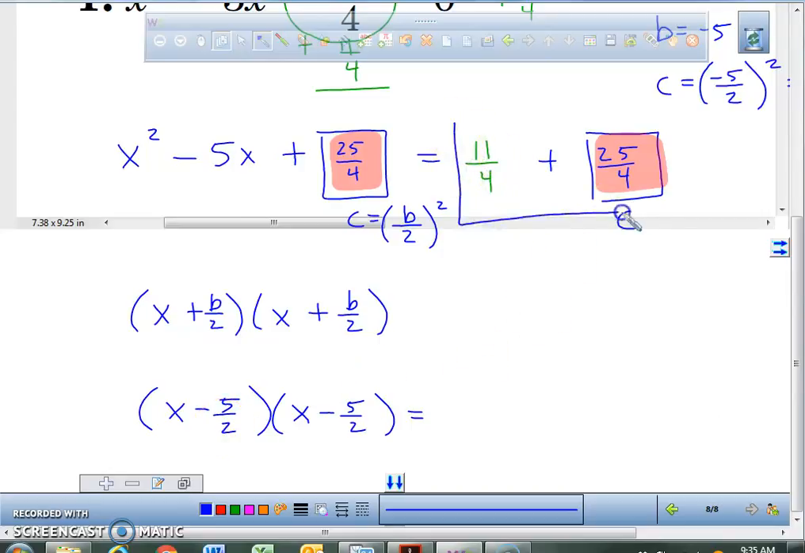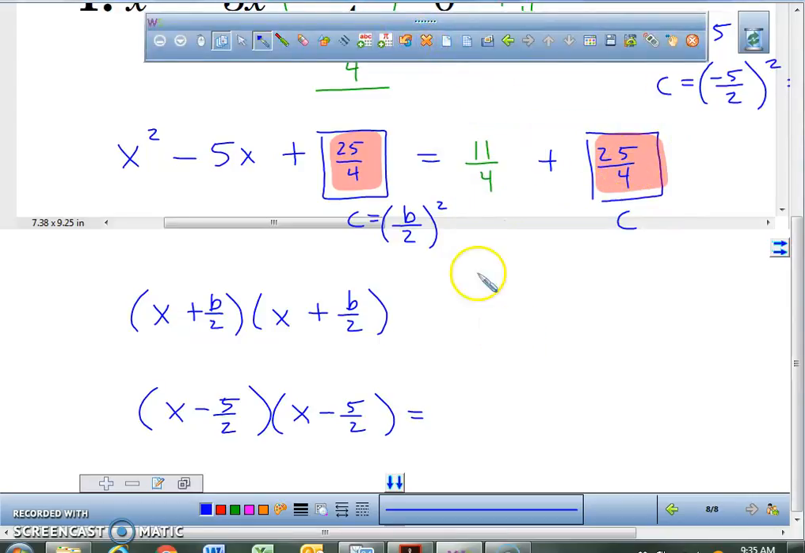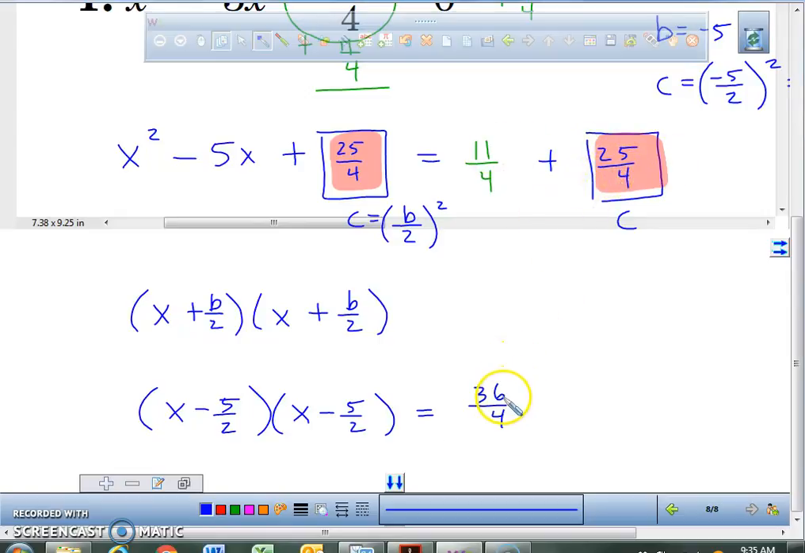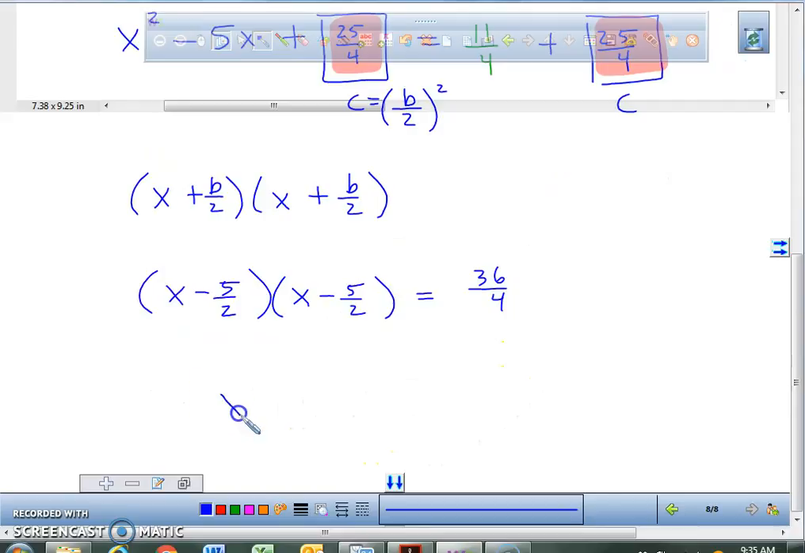Now here, we can combine these right here. 11 fourths and 25 fourths combines to make, it does combine to make 9, but I'm going to say, first of all, 36 over 4. All right, and yes, that reduces to a 9. Okay? So the last thing I'd like you to do right here before we finish solving the problem is make x minus 5 over 2 squared equals a 9. If you have two factors that are the exact same factors being multiplied to each other, they become a factor squared.